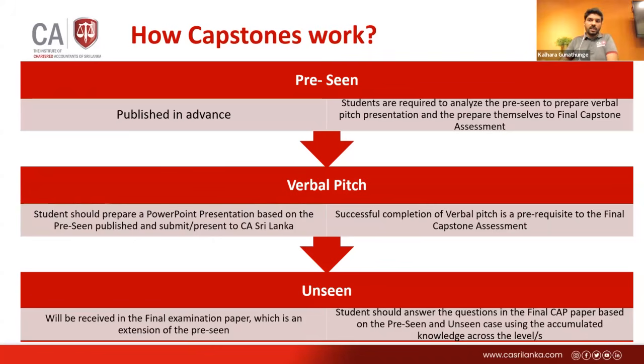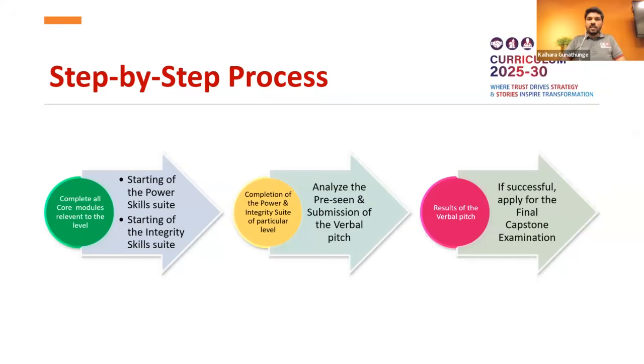So this is the power and integrity skills that you have to demonstrate in this question number 1. Then there is a separate column saying that you will get this much of marks for this particular question. So likewise we have 4 questions in the unseen paper, right? So basically this is the structure of the capstone, right? Those are basically the steps.